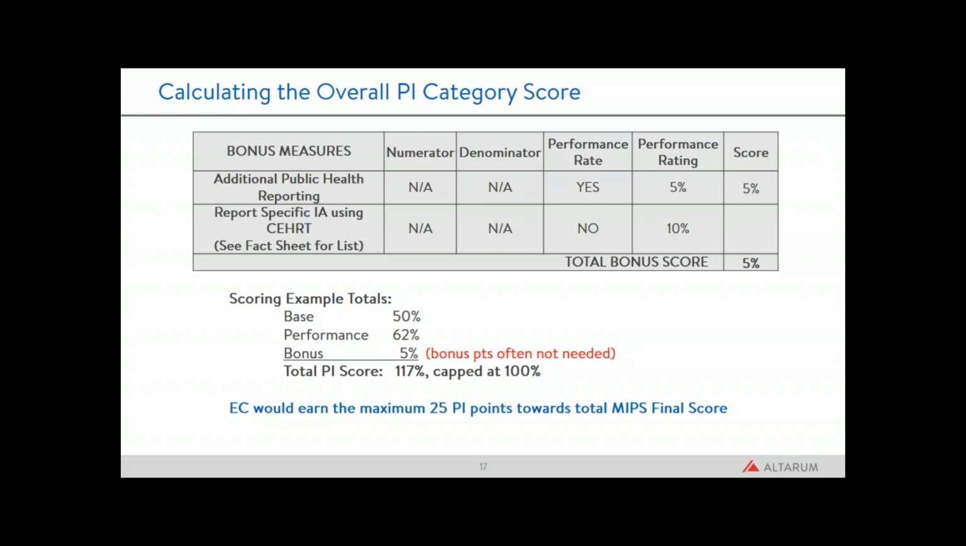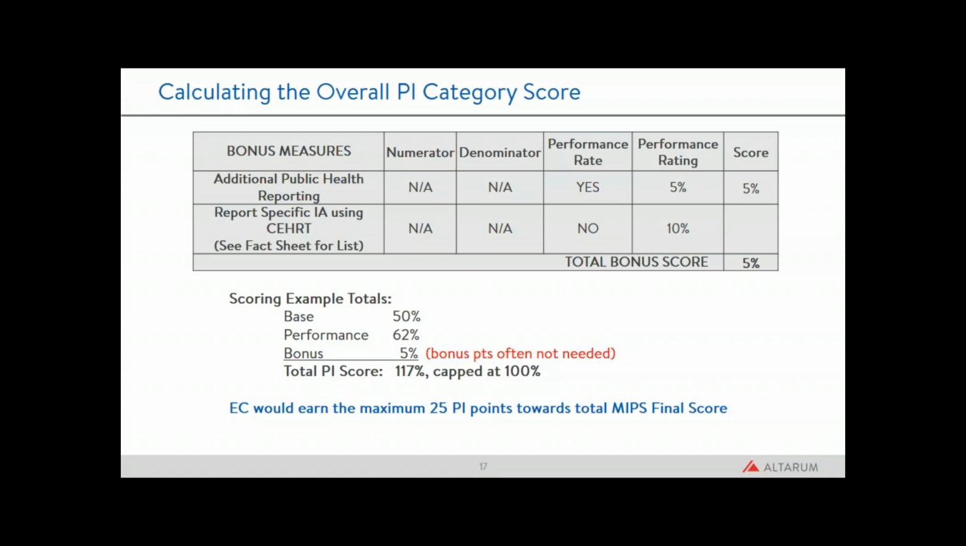And that's what we often see in scoring, is that bonus points often aren't needed, because with 155 total points, you're capped at 100. So in this particular example, they got 117 out of those 155, but they're still capped at 100. So in this example, this clinician would have earned the maximum points under that category.